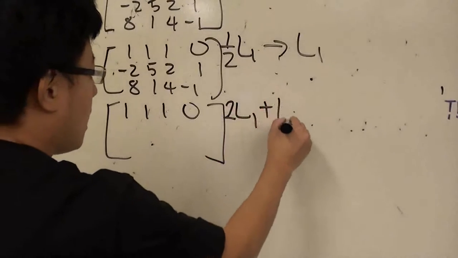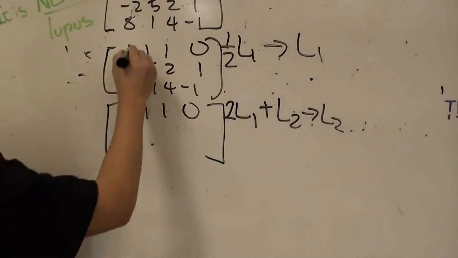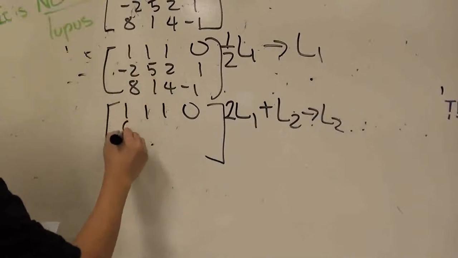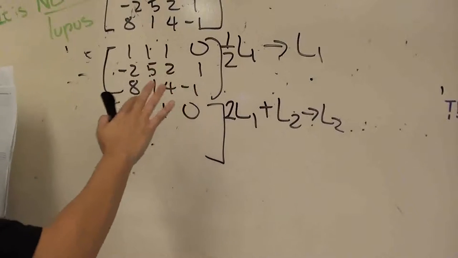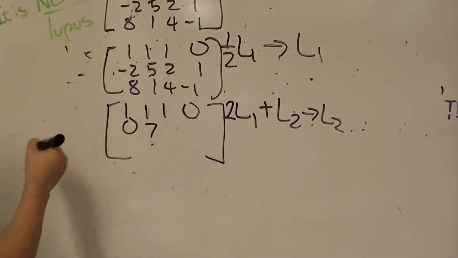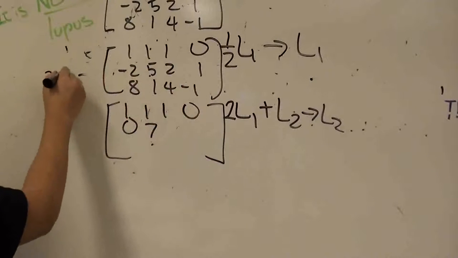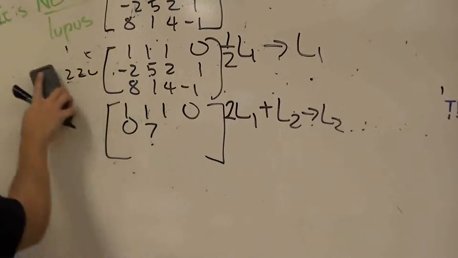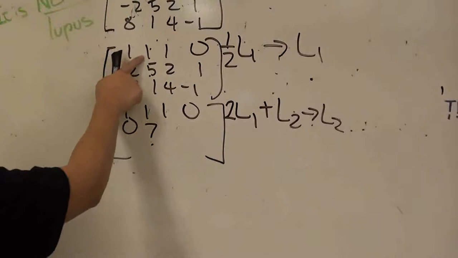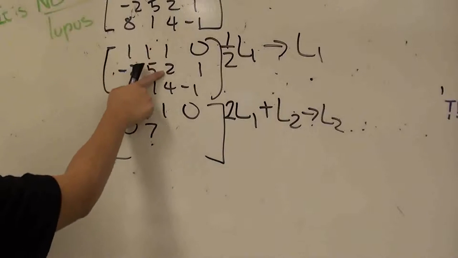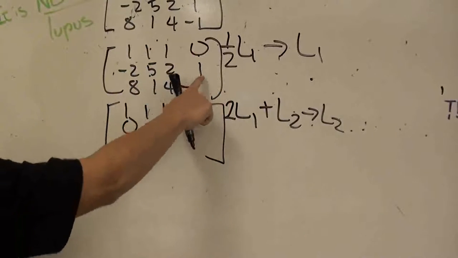Yes, you guys can see it. Plus line 2 is going to be the new line 2. So, 1 times 2 is 2, negative 2 plus 2 is 0. 1 times 2 is 2, plus 5 is 7. If you're not comfortable with addition really quickly, feel free to write it down on the side. I do that when we multiply matrices in 1.3 and 1.4. Don't be embarrassed to do that, okay? Who cares how slow you are? All we care about is whether you get it right or wrong. So anyways, 1 times 2 is 2, 2 plus 2 is 4. 0 times 2 is 0, so it's just going to be 1, because 1 is right there.